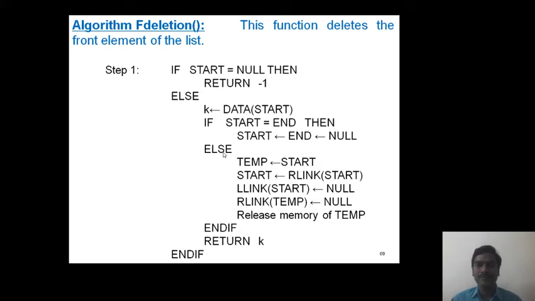Otherwise, temp equals start, start equals r-link of start. L-link of start is filled with a null pointer. R-link of temp is filled with a null pointer. Finally, release the memory of temp. And return k, end if.